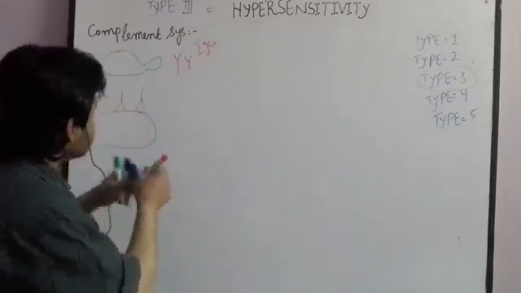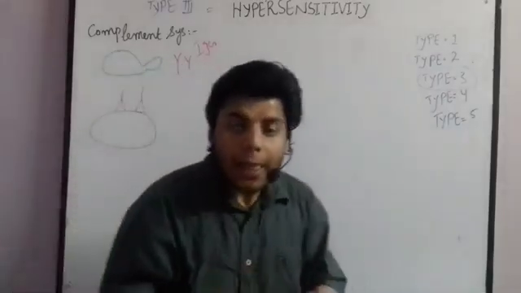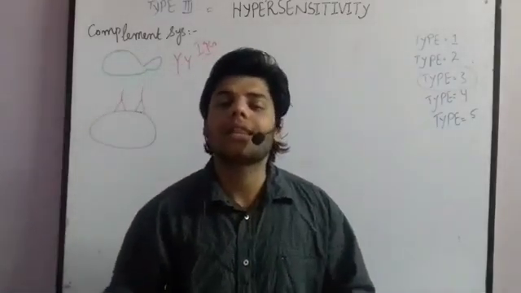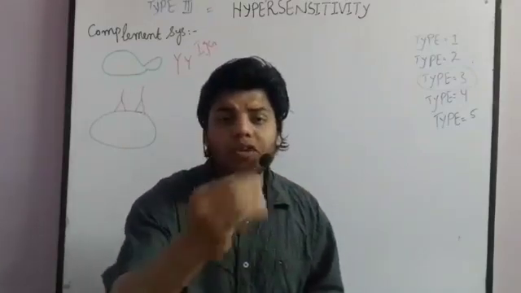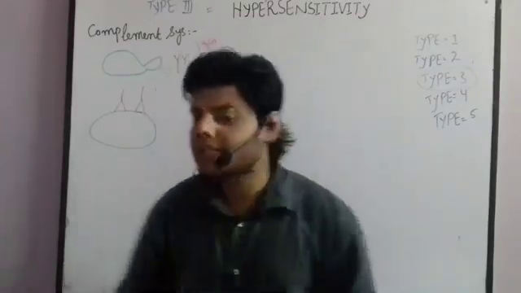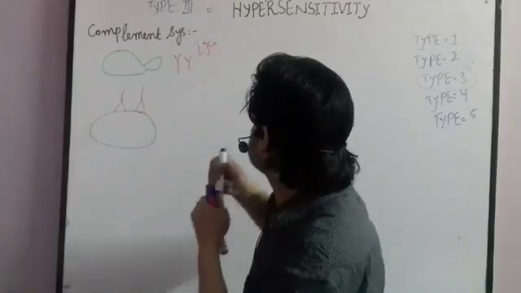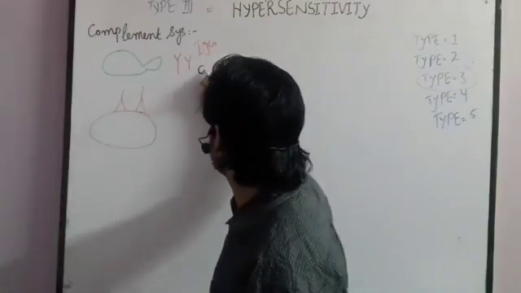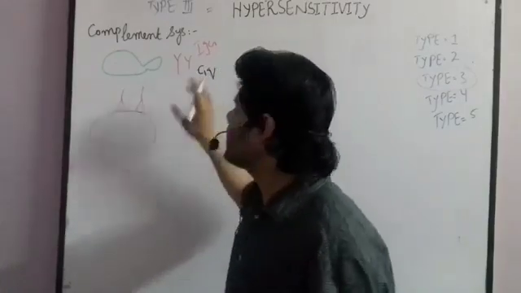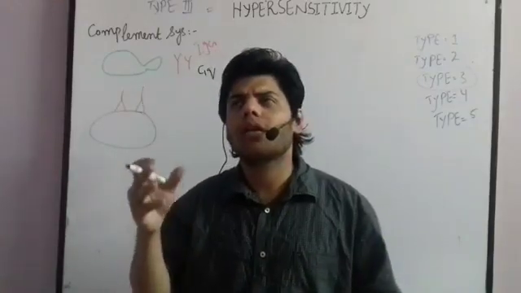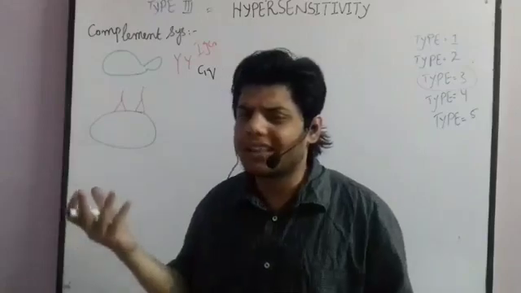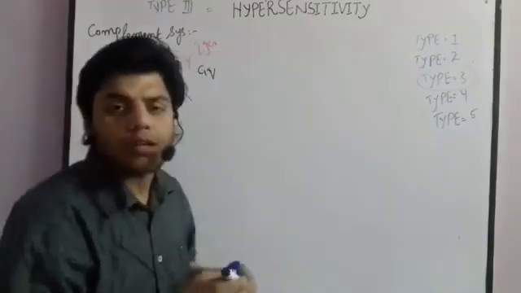Once they sit on the bacterial cell, they will call upon the complement system, the complement proteins. So the first complement protein we have is C1Q. Yes, C1Q protein. This C1Q protein has C1R and C1S, I think, just like that, as subunits.